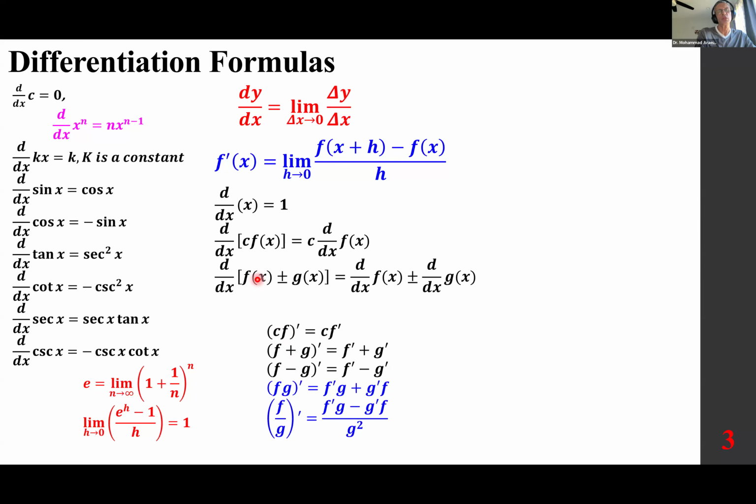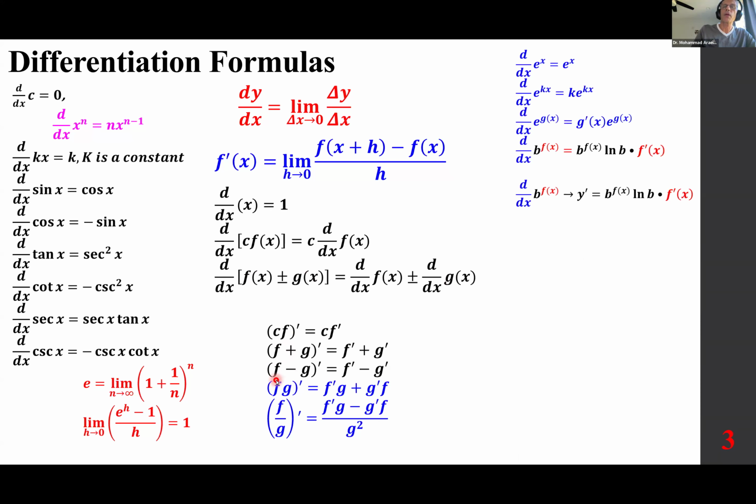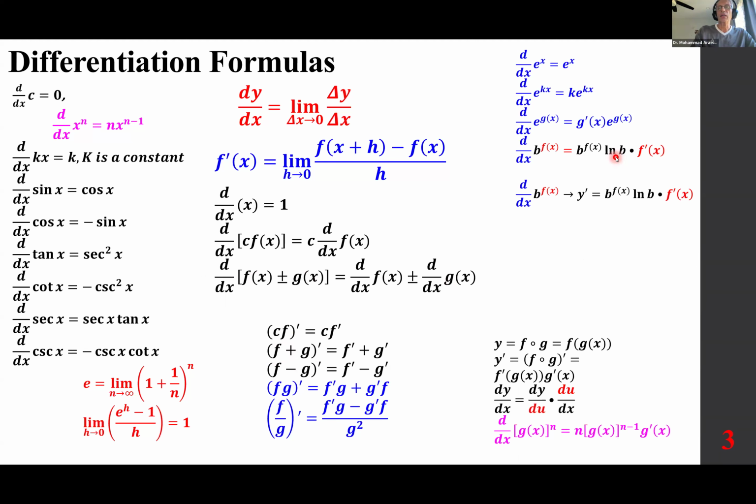This one is the derivative of the constant times a function. These two are exactly the derivative of the sum and the difference. And product rule, quotient rule. Exponential functions: the derivative is always itself, and then you use the chain rule or change of base or logarithmic properties times ln b. And composite functions result in the chain rule in two different formats.